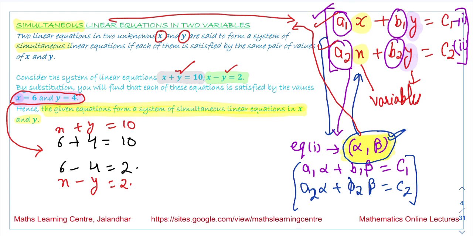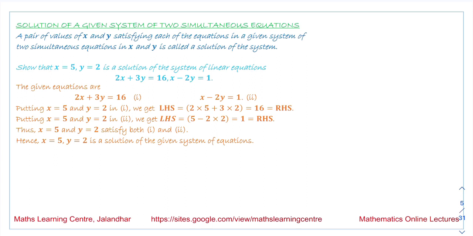Now the next thing we have to do is talk about the solution of a given system of two simultaneous linear equations. There are different methods. First of all, we are talking about how to verify whether the given value is the solution. So here is the first question.